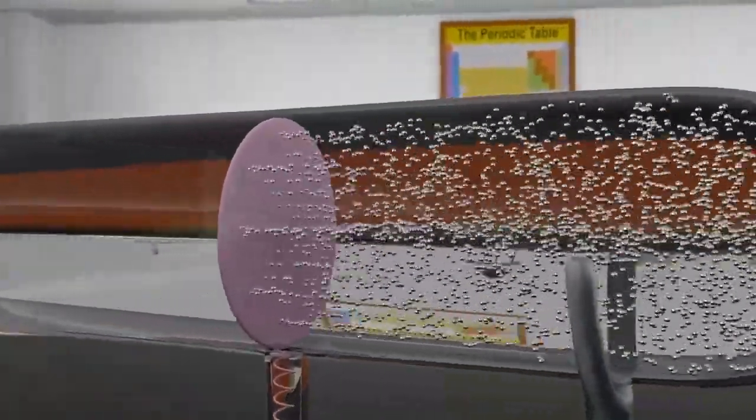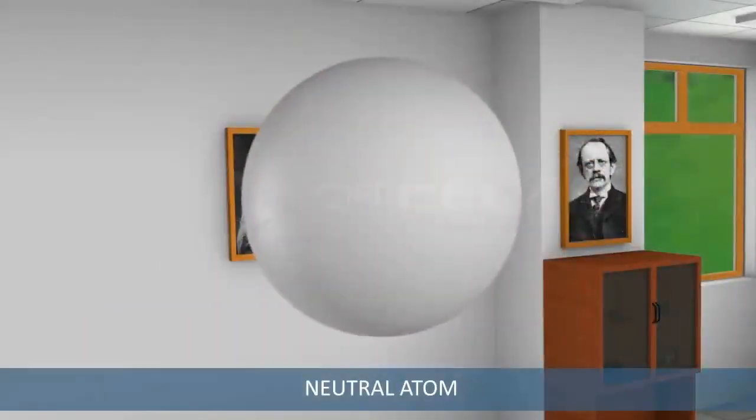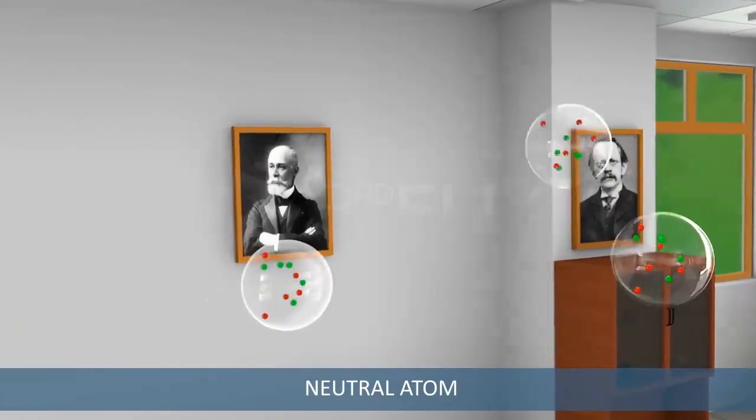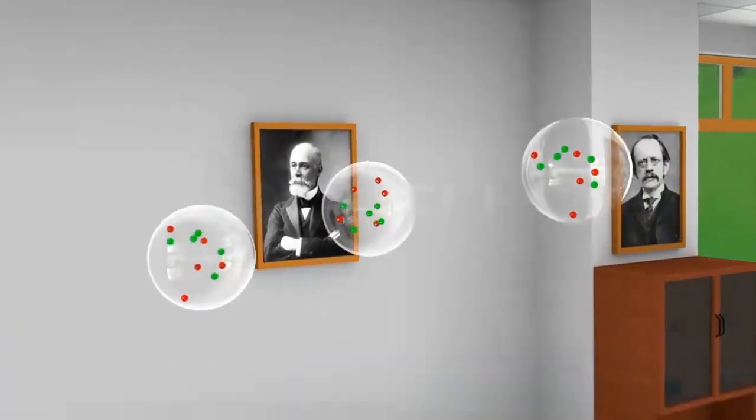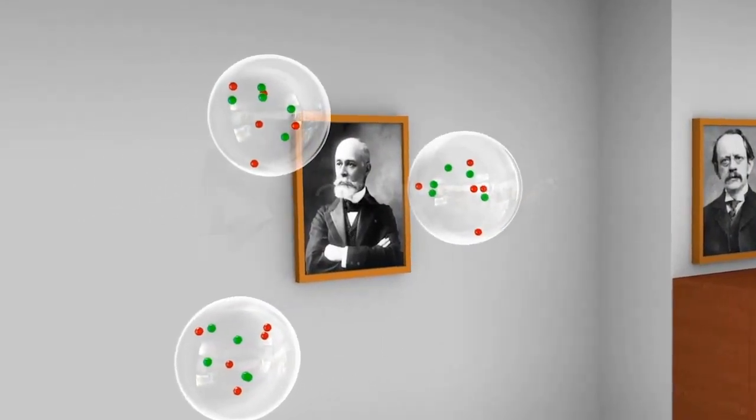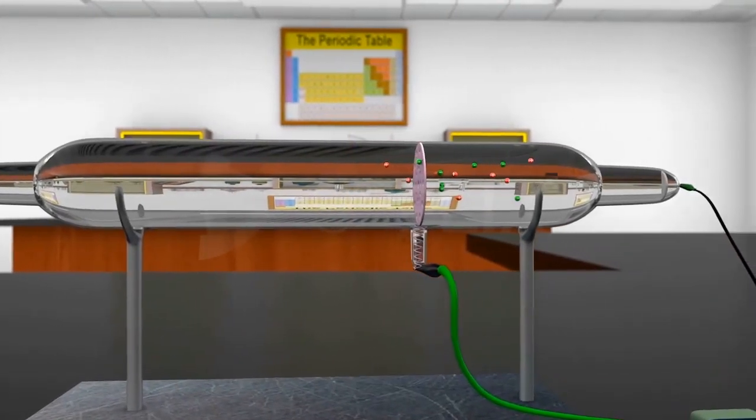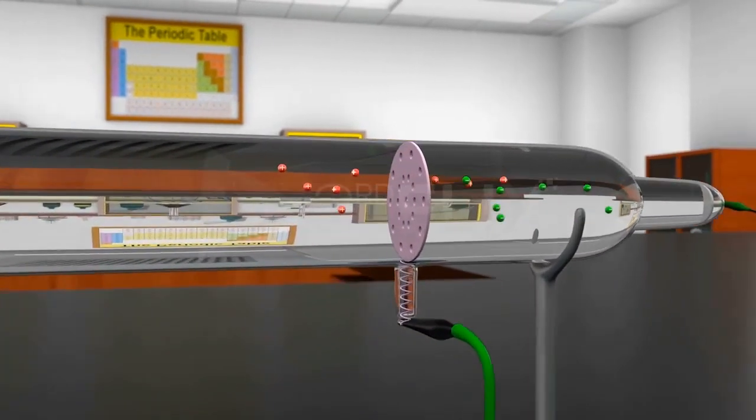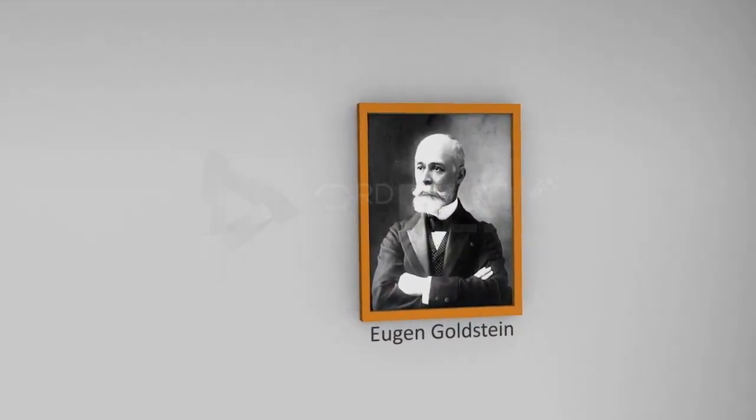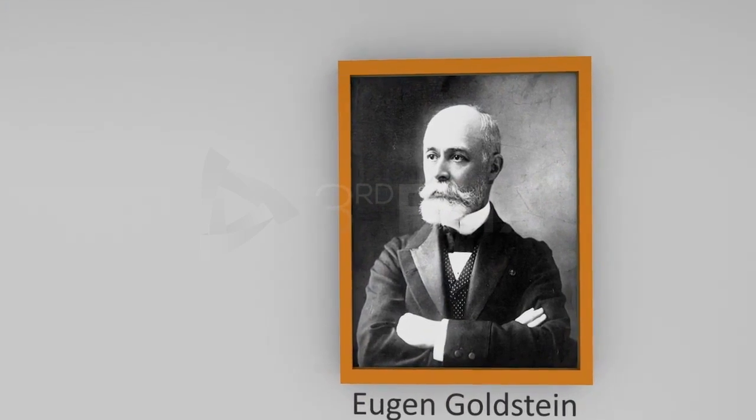We know that the discovery of cathode rays led to the discovery of negatively charged electrons. This, however, did not justify the fact that an atom as a whole is neutral. Scientists then contemplated the possibility of the presence of positively charged particles in an atom. Subsequently, the discovery of anode rays led to the discovery of positively charged particles called protons. Anode rays were discovered by German scientist Eugen Goldstein in 1886.